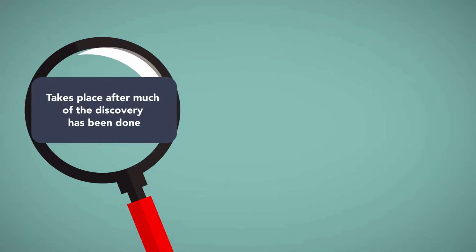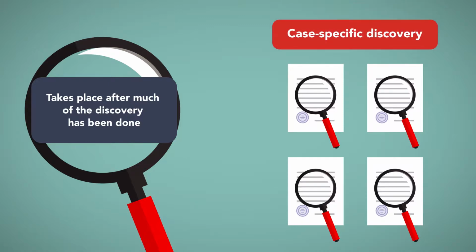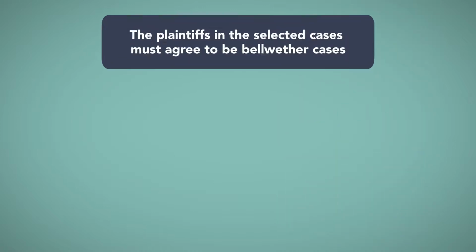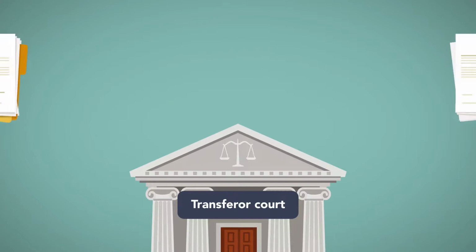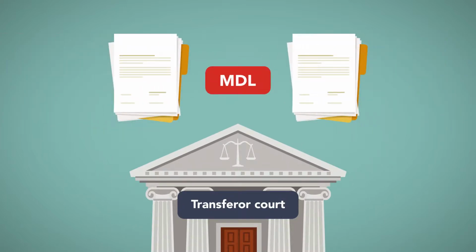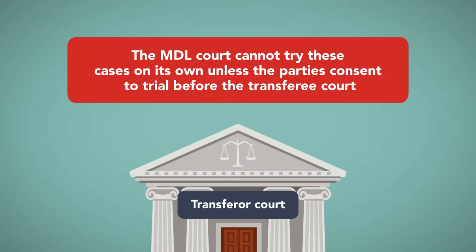This selection takes place after much of the discovery has been done. After selection, the parties must focus on more case-specific discovery to prepare the bellwether cases for trial. The plaintiffs in the selected cases must agree to be bellwether cases. After all, most of the constituent cases in the MDL were transferred into the MDL from other districts and normally would be transferred back to the original transferor court for trial. The MDL court cannot try these cases on its own unless the parties consent to trial before the transferee court.